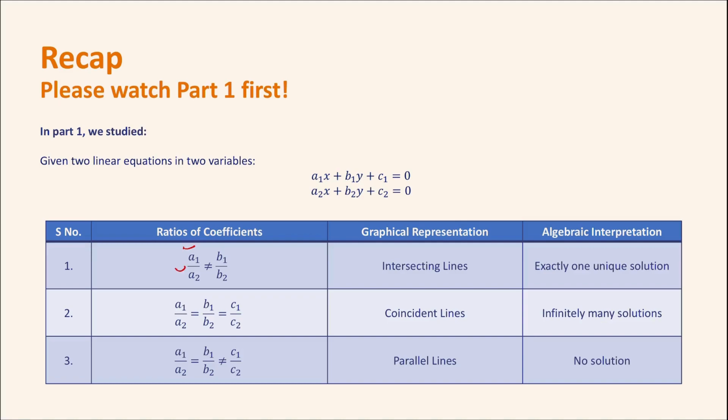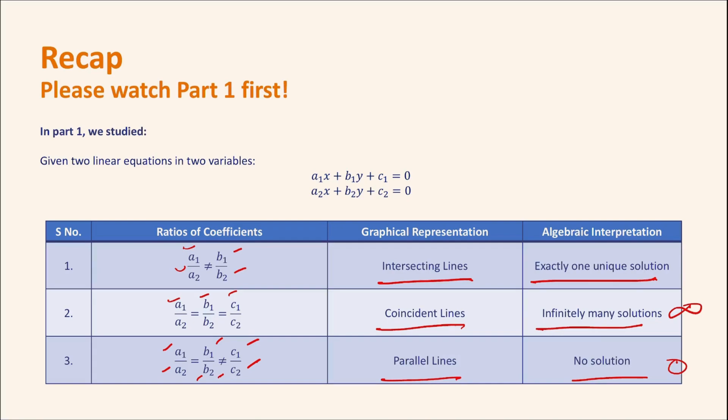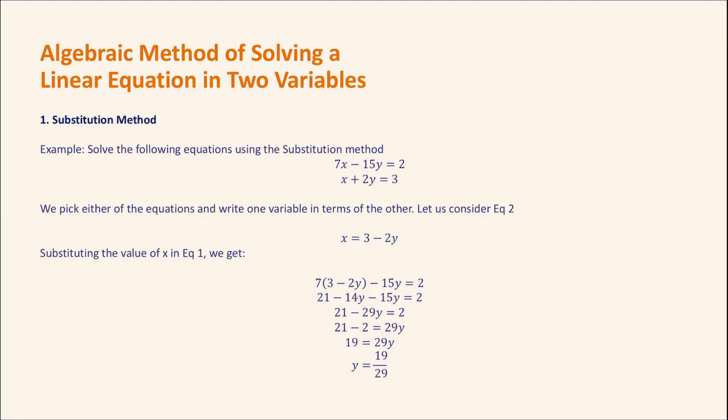When a1 upon a2 is not equal to b1 upon b2, then we have intersecting lines and exactly one solution. When all the three ratios are equal, we have coincident lines and there are infinitely many solutions. And when a1 upon a2 and b1 upon b2 are equal, but they're not equal to c1 upon c2, then we have parallel lines and no solution. That means zero solutions. And if this was also equal, then obviously they would be coincident lines and they would have infinitely many solutions, right? So remember that. Now moving on, let's study the algebraic method of solving linear equations.